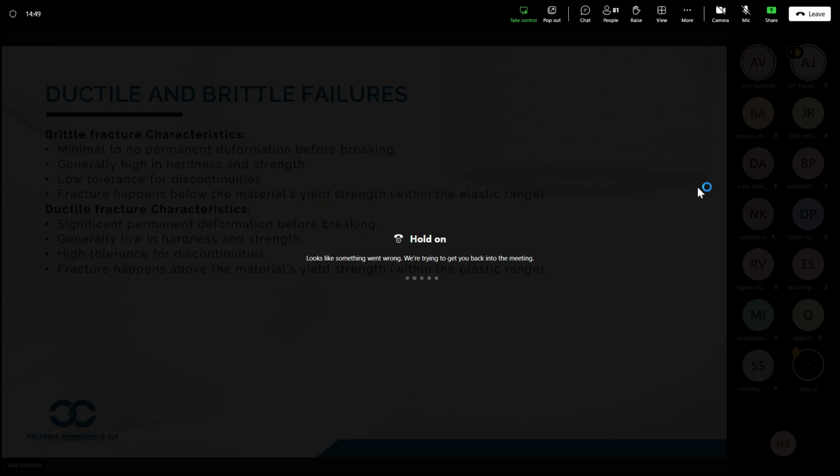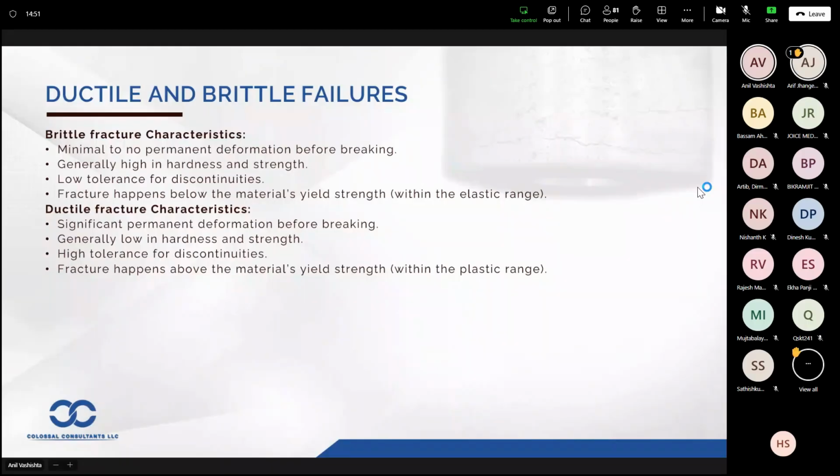failures are sudden and sometimes they are catastrophic and are more common. Examples of ductile and brittle failure on the top right.